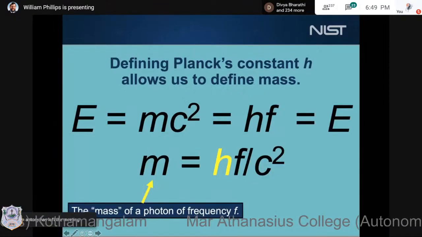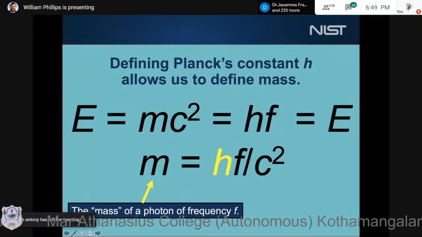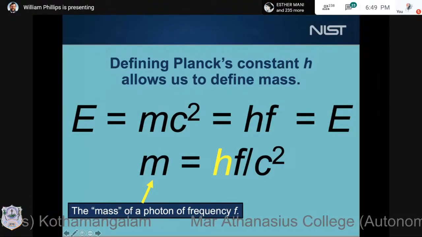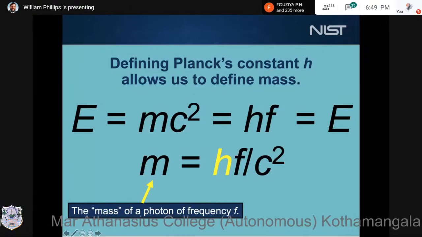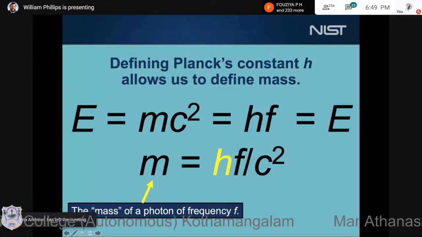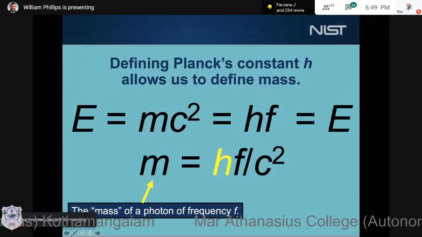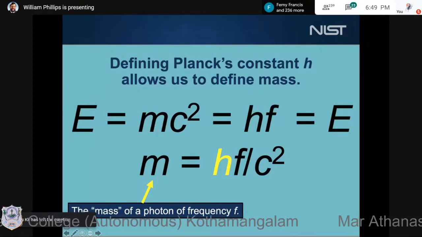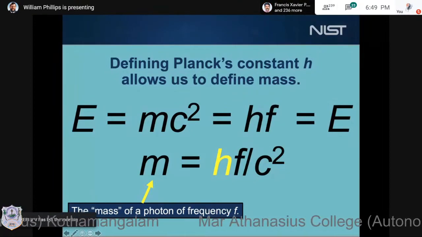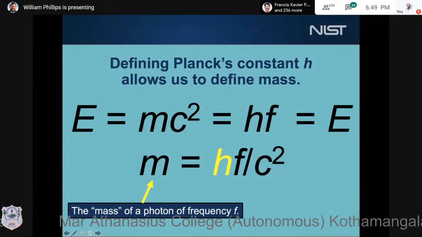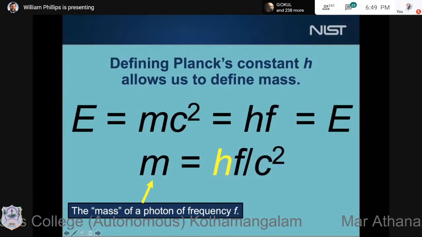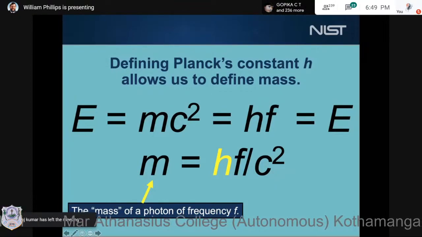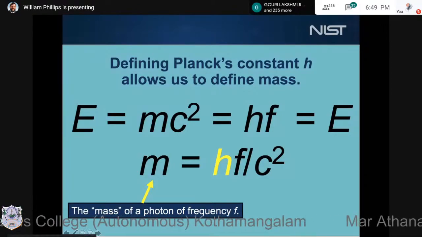Now, if we combine these two equations together and solve for the mass, we find that the mass, which I've said in quotation marks, is the mass of a photon that has a frequency f, is equal to Planck's constant times the frequency divided by the speed of light. Now remember, we have defined the speed of light when we defined what a meter was. It turns out that it's relatively easy to measure the frequency of laser light. So you see that if we define Planck's constant to have a certain fixed value, we will have provided a definition for what the mass of a photon is.